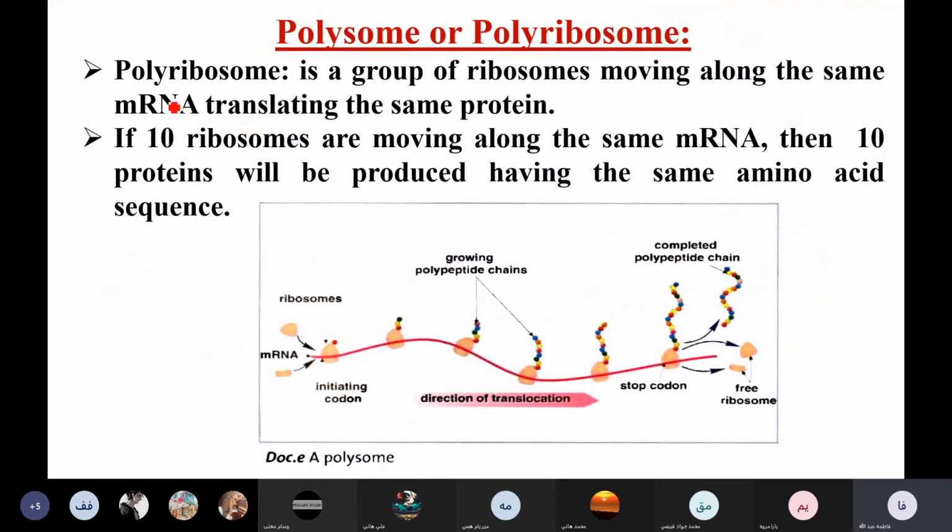Polyribosomes. Poly means many. So polysome or polyribosome, many ribosomes on the same messenger RNA. If I have 100 ribosomes moving along the same messenger RNA, I will obtain 100 proteins, but these proteins are identical. They have the same amino acid sequence.